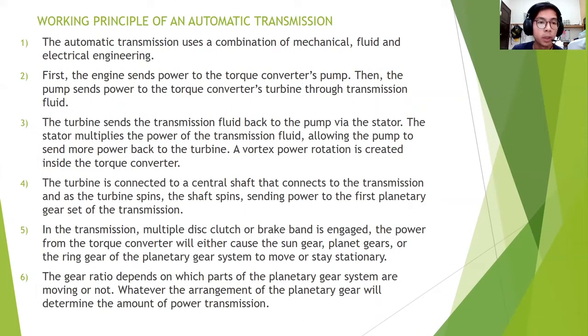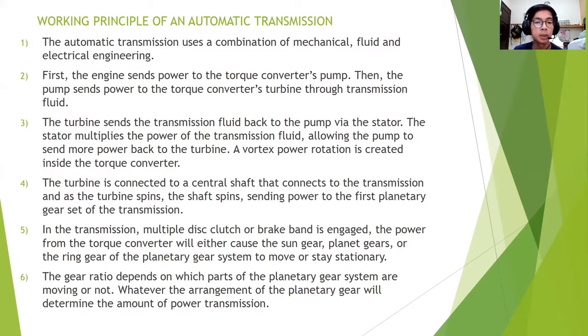Next, I will explain on the working principle of an automatic transmission. Firstly, the automatic transmission uses a combination of mechanical, fluid, and electrical engineering. First, the engine sends power to the torque converter's pump. Then the pump sends power to the torque converter's turbine through transmission fluid. Next, the turbine sends the transmission fluid back to the pump via the stator.